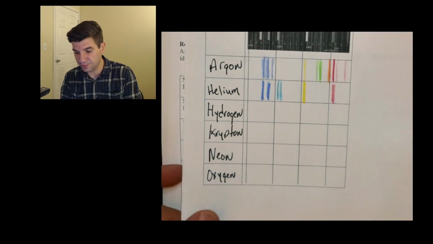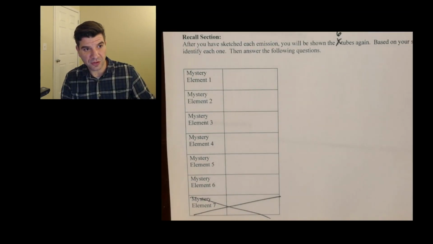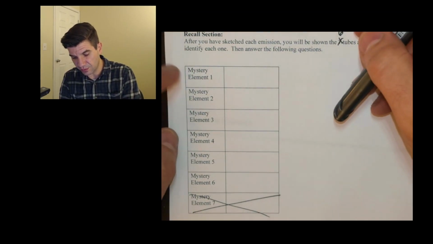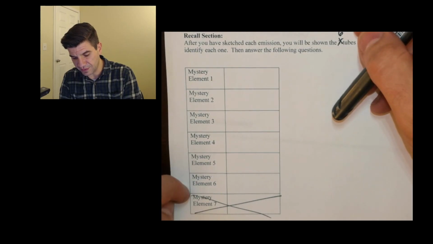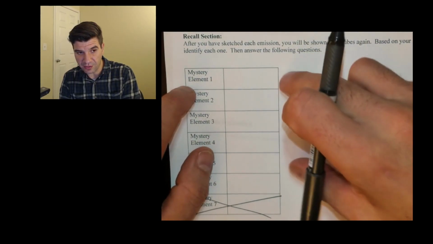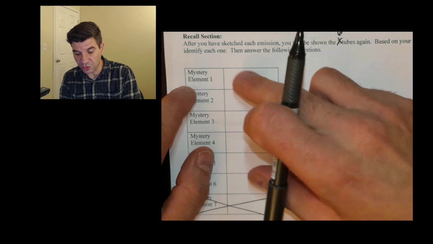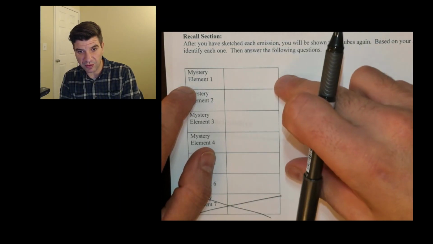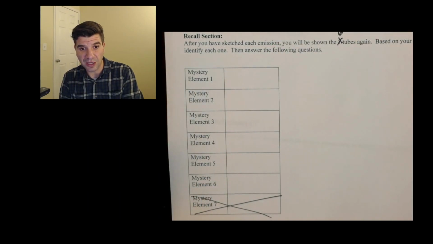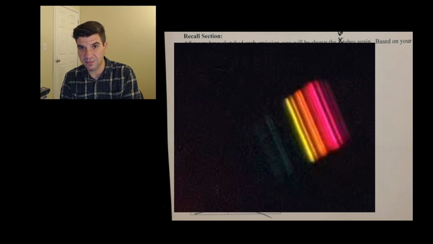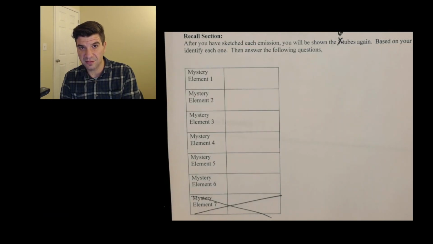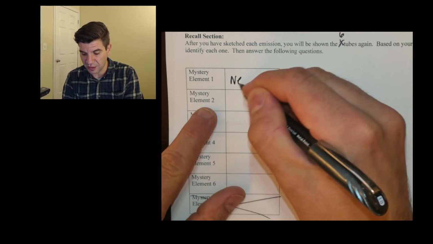We're going to go to page 2 now, where we have mystery element 1, 2, 3, 4, 5, and 6. So in this box right here, you're going to write the name of what you think the element is. So here is mystery element number 1. What does it look like? If you said neon, you're correct. So the first one you're going to write neon.